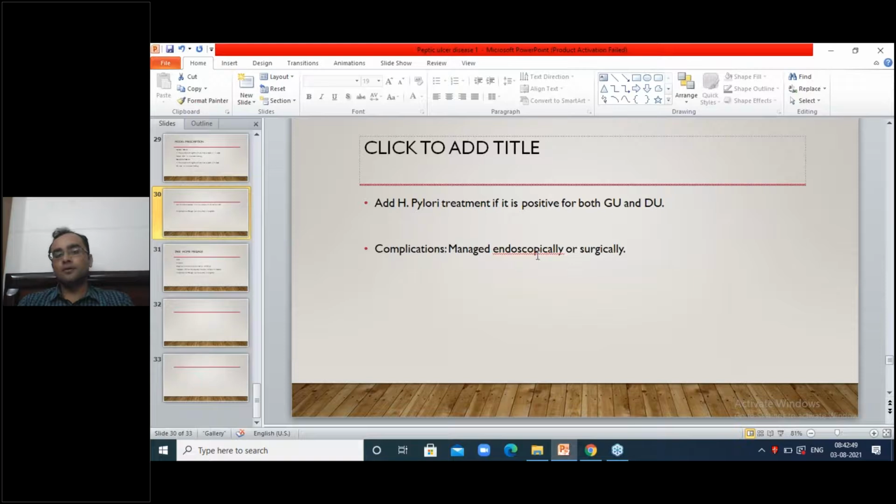It can be controlled endoscopically. Rarely do patients require surgery these days for a GI bleed. The other is gastric outlet obstruction. It is also almost always managed endoscopically, whereas the perforation and the penetrations are treated surgically.